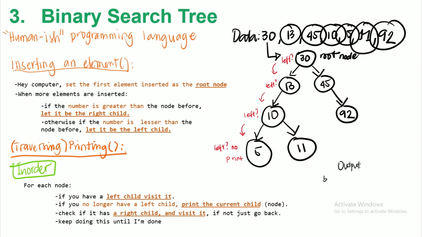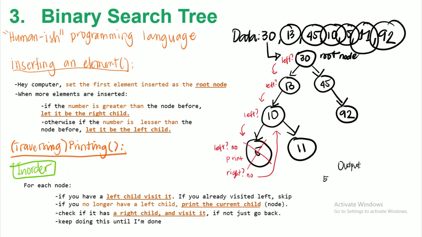The number 5 is printed. Then, if we go back to the code we've written, it says that after it prints, the computer then checks if it has a right node or a right child. Since it does not have a right child, it will go back to its upper parent node. Also, it is important to note that after it is printed, the computer then disregards that node.